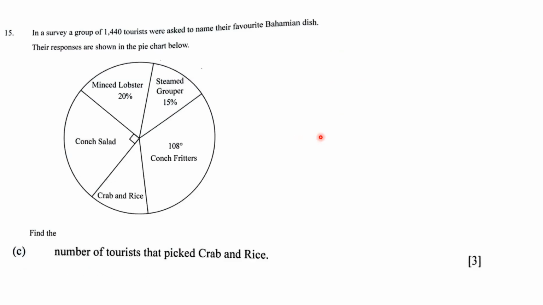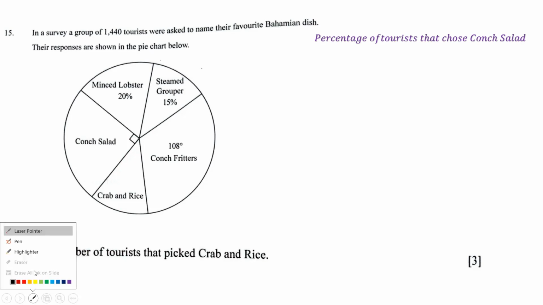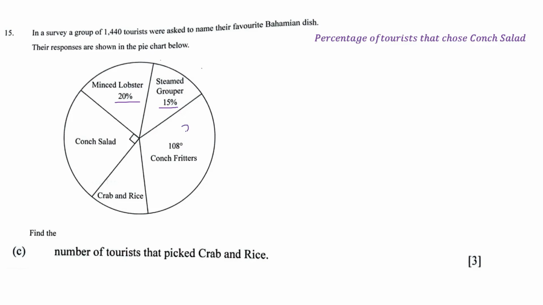Here we want to figure out the number of tourists that picked crab and rice. First, we're going to figure out the percentage of tourists that choose conch salad. Why is that important? Notice carefully that we have the percentage for minced lobster, and we have the percentage for steamed grouper. We just figured out the percentage for conch fritters, which was 30%. If we could figure out the percentage of conch salad, that would be helpful in figuring out the number of tourists for crab and rice.